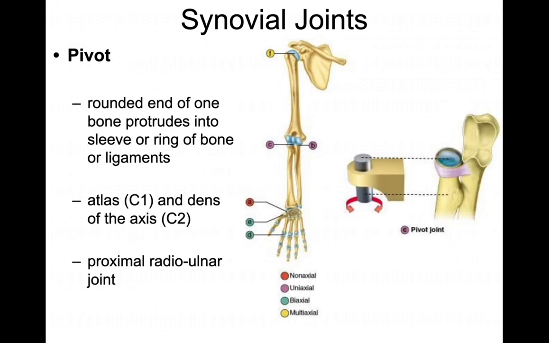Pivot joints, you've got a rounded end of one bone that protrudes into a sleeve or ring of bone or ligaments. So you have this at C1 and C2 that allows you to turn your head side to side. You also have it at the proximal radioulnar joint that allows you to rotate your forearm.